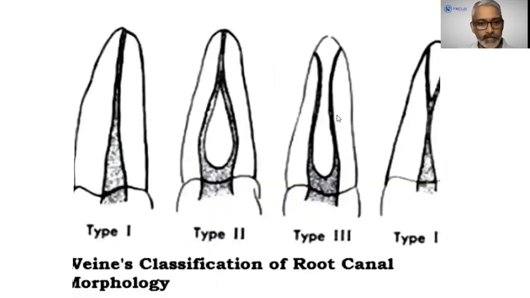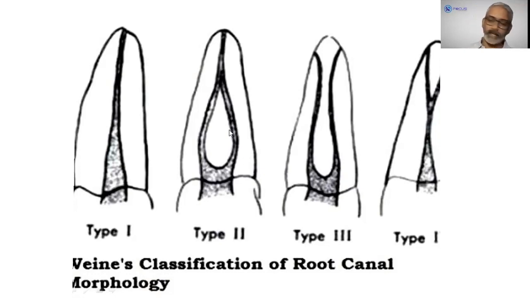Let's come to that. The first and the most important classification is Weine's classification. In Weine's classification, you have type 2, type 3, and type 4. So you have to read and somehow learn this, because it's a very important classification. It can come as a visual question. They can show you one particular radiograph and ask which Weine's type it belongs to.